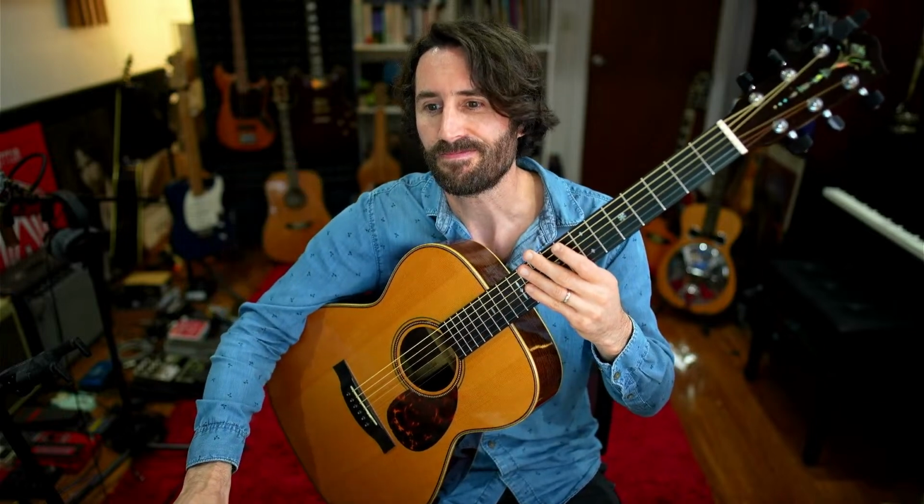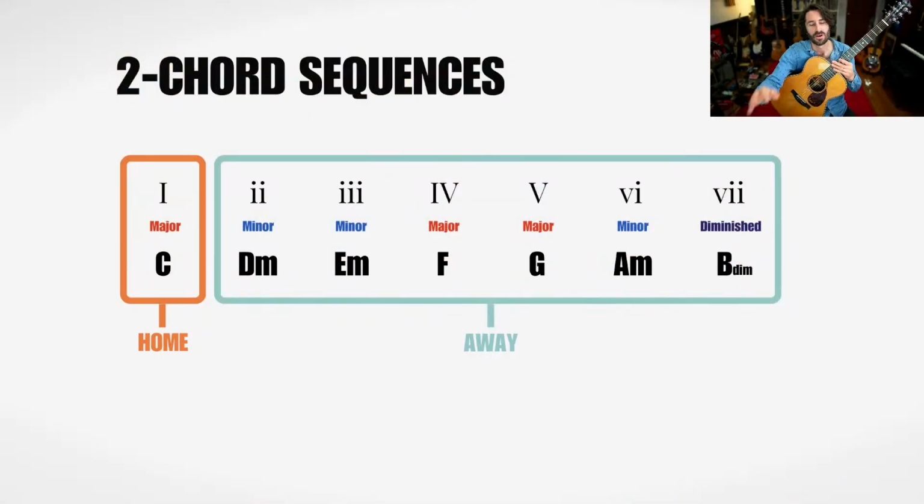So let's go and see how we can make these more interesting. Now, the first way we want to think about breaking up the diatonic sequence is by going into a little more detail and really separating out the away chords from the home chord. So if we're in the key of C, we're thinking of C as the home chord. There is only one home chord, depending on what key you're in. All the other chords are away. By definition, they're away from the home.